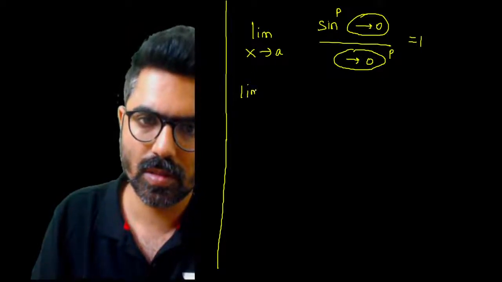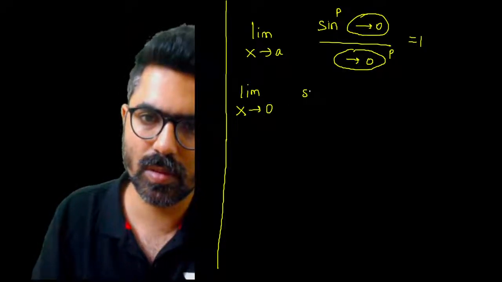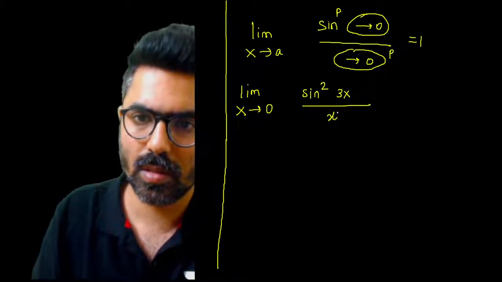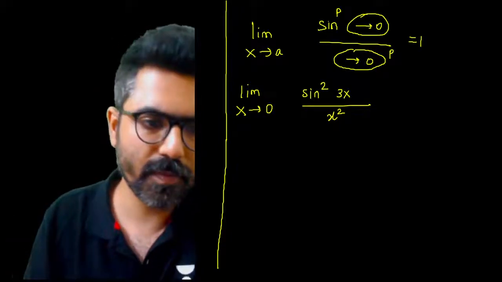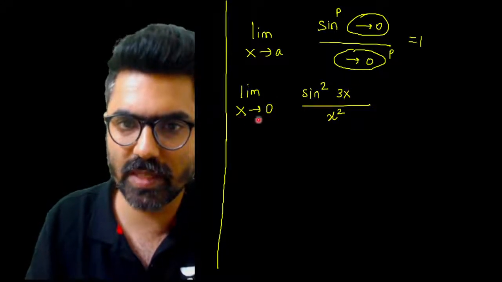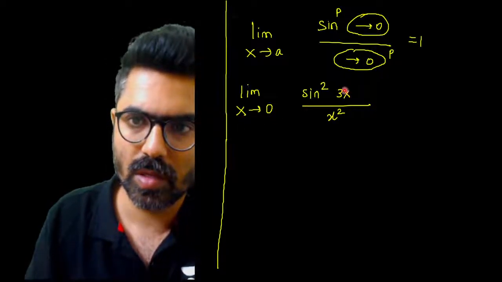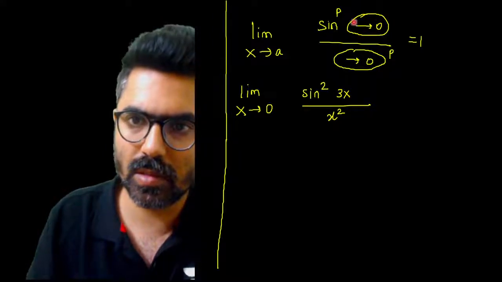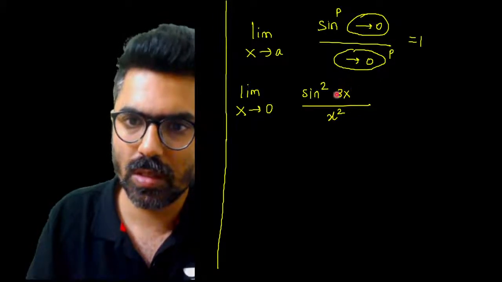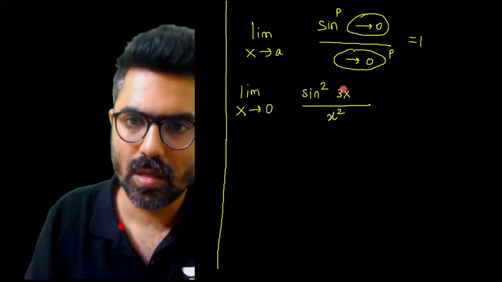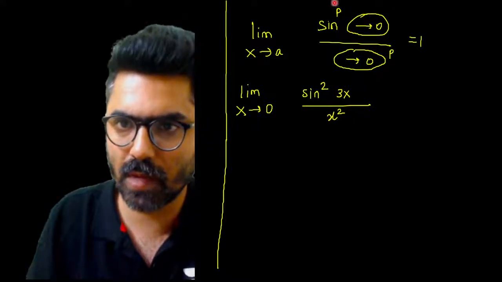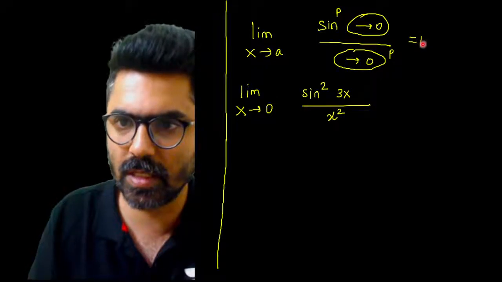Now see, limit x tends to 0, sine square 3x upon x square. Now look at this number. This 3x is becoming 0. When x is 0, 3x is becoming 0. It means this part is played by 3x over here. Something becoming 0 means 3x becoming 0 in this case. Now we need the power 2 of 3x in the denominator. Then we say the answer is 1.